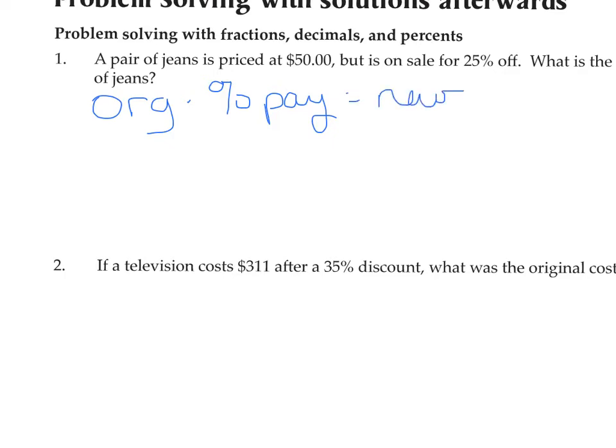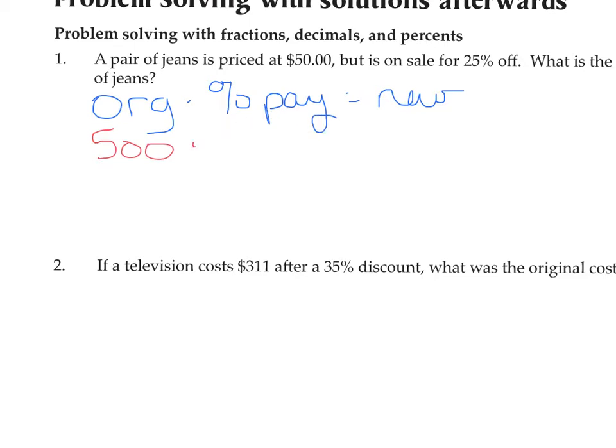So we're going to try it with this first question. The original price is $500. All right, what percent are we paying? And this is where some mental math can come in. If it's on sale for 25% off, then you can take 25% off of the entire whole, which is 100%. So when you take 25% off, you're paying 75% because that's what's left after the 25% comes off. So we're really paying 75%.